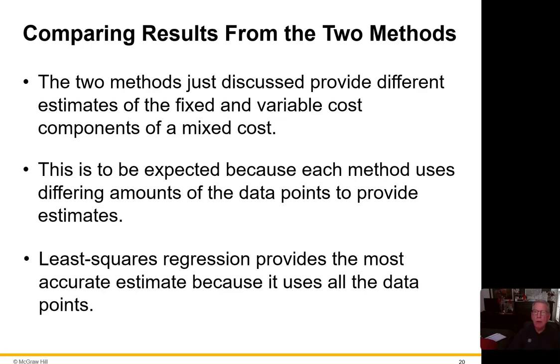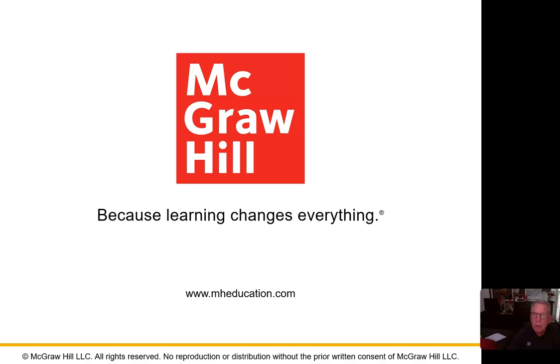Okay, so the two methods we just discussed provide different estimates of fixed and variable components of a mixed cost. This is expected because each method uses differing amounts of data points to provide those estimates. Least squares regression provides the most accurate estimate because it uses all the data points.